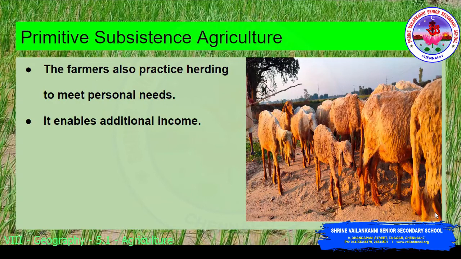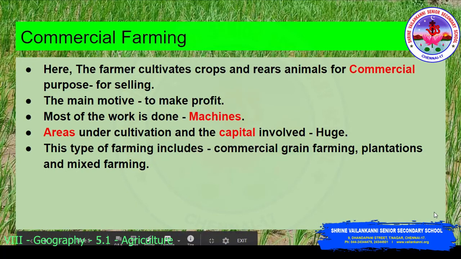Next is primitive subsistence agriculture. The farmers here, apart from cultivation, also practice herding in order to meet their personal needs. This practice of herding also gives them additional income. The next one is commercial farming.